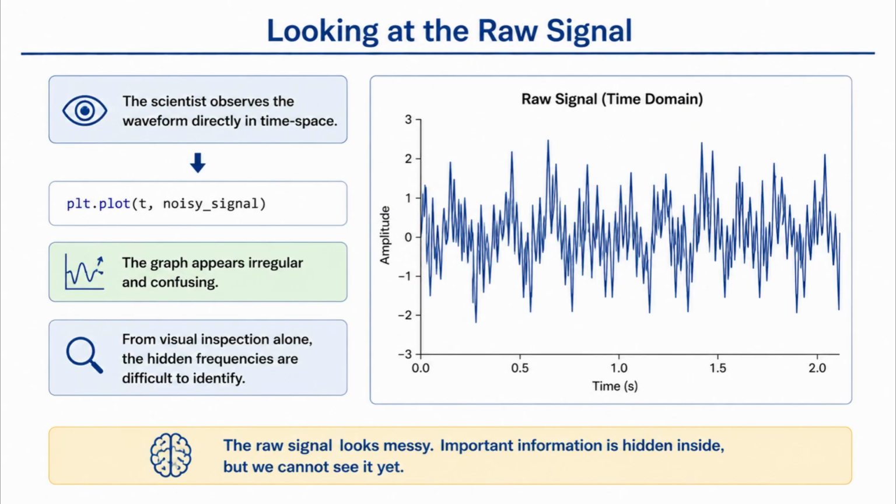The scientist now examines the waveform in the time domain. At first glance, the graph appears irregular and confusing. The hidden oscillations are masked by random fluctuations. Visual inspection alone cannot easily reveal the underlying frequencies.